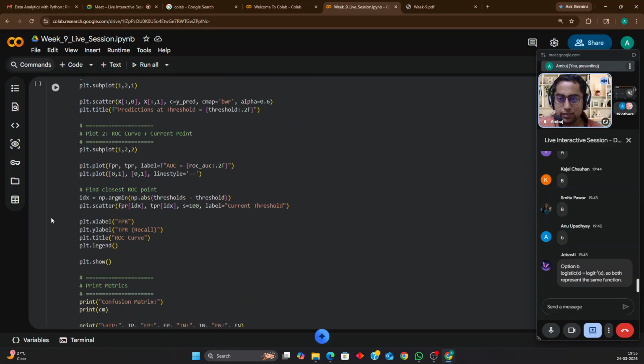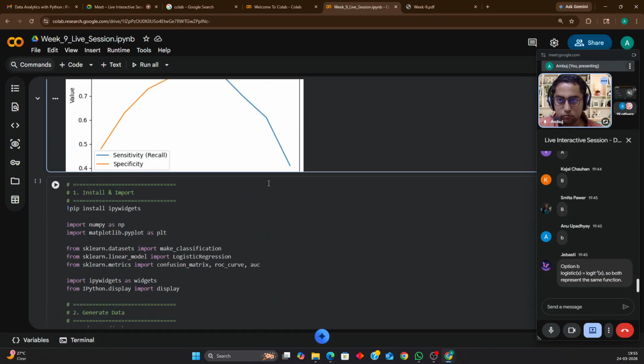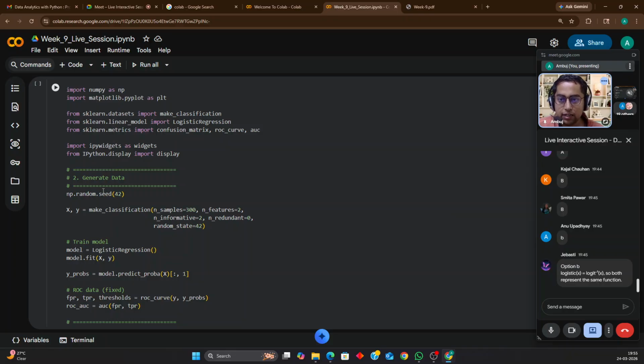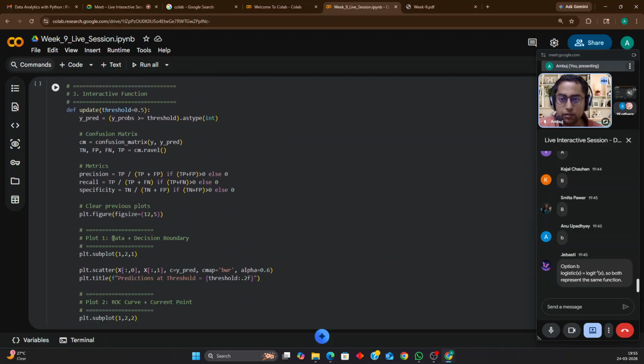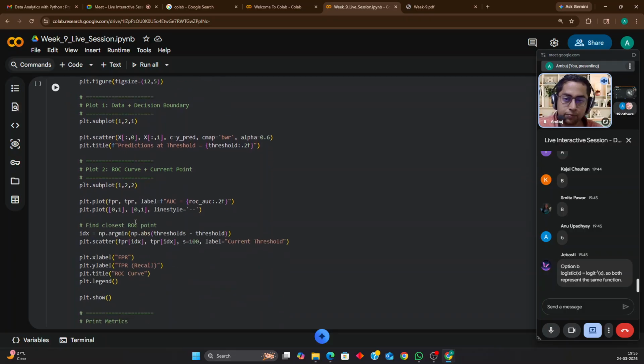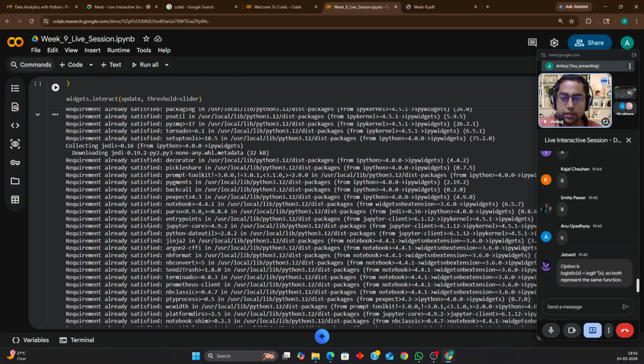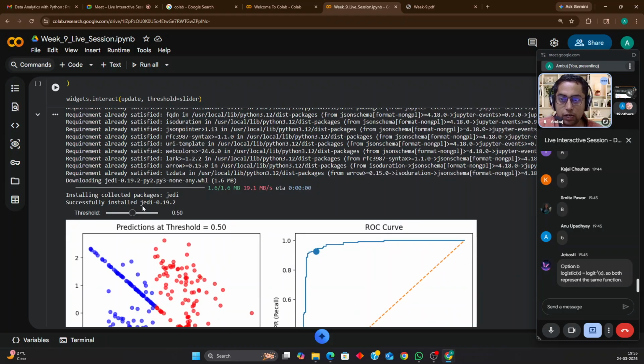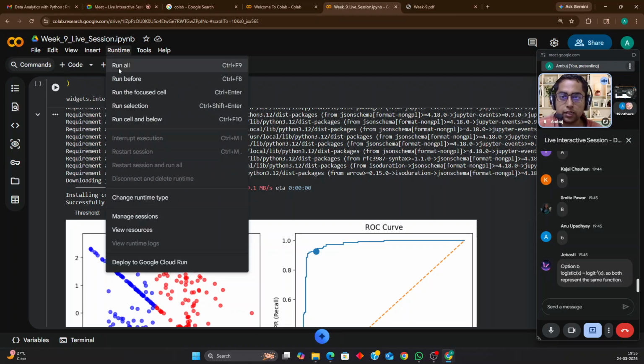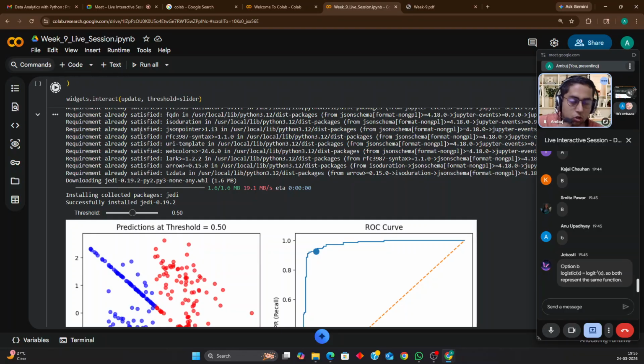So this is the thing. Now in the next cell, everything is the same, just with one upgrade: I am able to change the threshold value. Just one second, I had not corrected the runtime. That is why the threshold value was not changed.